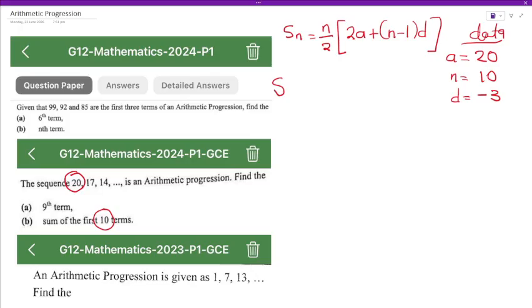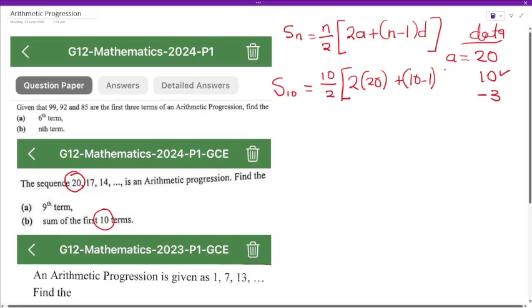So I'm going to say S, what is N? We're finding the sum of the first 10 terms. So your N changes to 10 over 10 there again, there's an N there, over 2, open square bracket, 2. What is your A? Your A is 20. You write your 20 there, plus. There's another N, so put 10 there, minus 1, close bracket, and then what is your common difference? It is negative 3. So you're going to put that in brackets as well, like that, and then you close the square bracket.